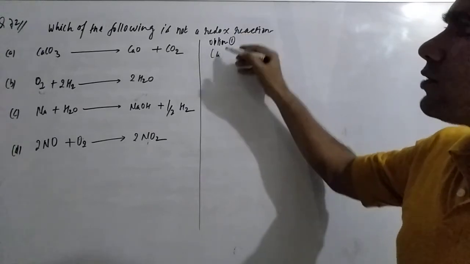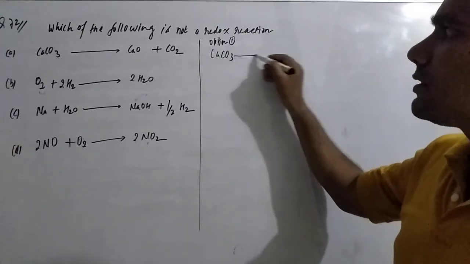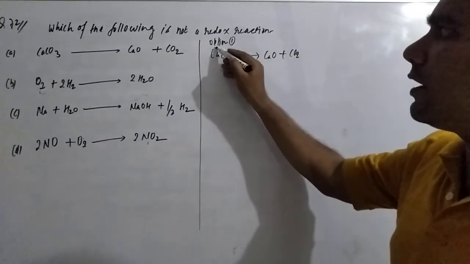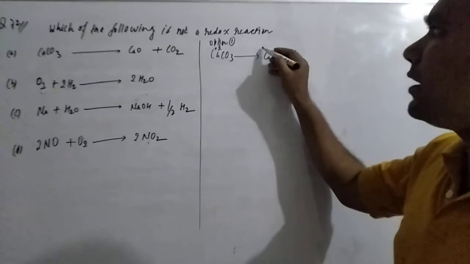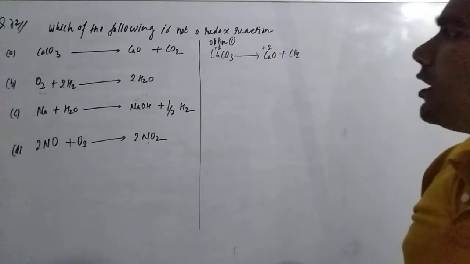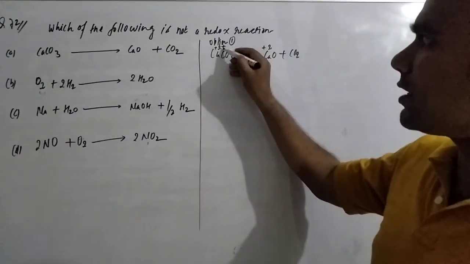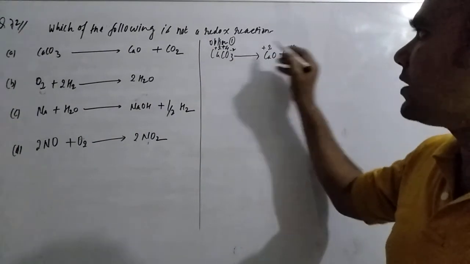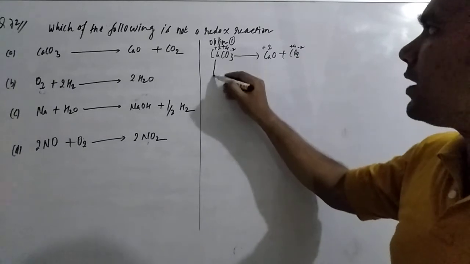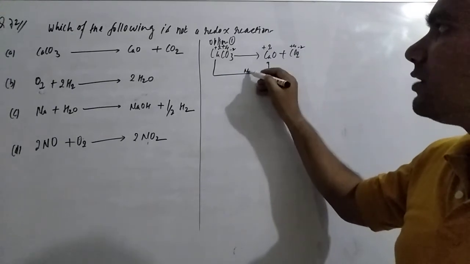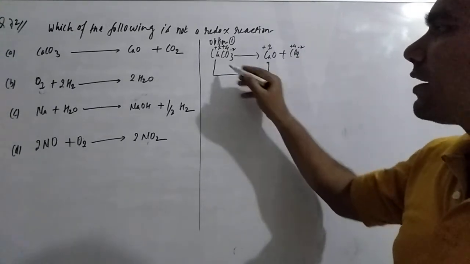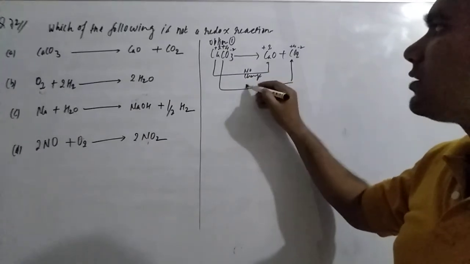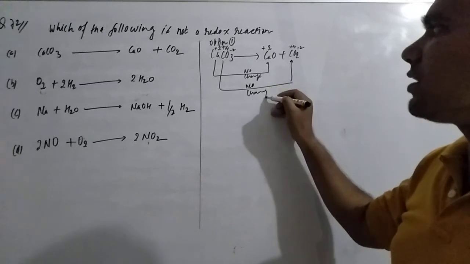Option number 1. We are having CaCO3 converting into CaO plus CO2. Dear student, calcium here is +2 oxidation state, here is also +2. Carbon is +4 oxidation state, here is also +4. Oxygen is -2, here is also -2. So +2 to +2, no change. Here +4 to +4, no change. So this is not an oxidation or reduction.